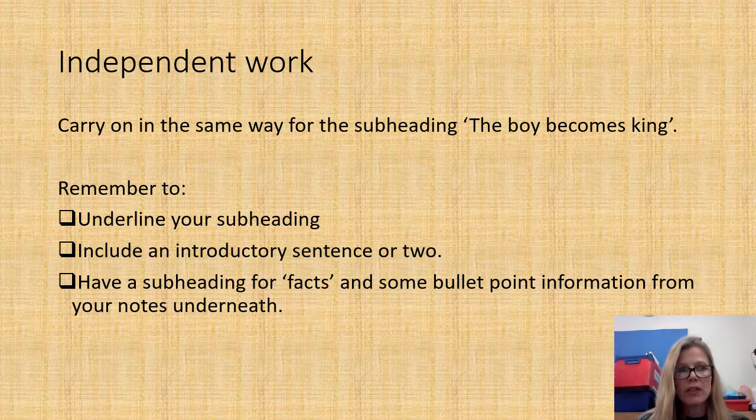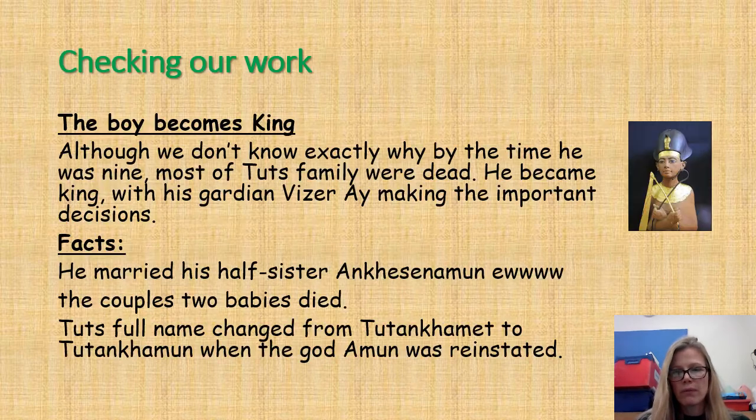So let's have a look at my version. Right, the boy becomes king. Right, so I've got my subheading. I'm getting my green pen out now. I've got my subheading and I have underlined it. Tick. Right, although we don't know exactly why, by the time he was 9, most of Tut's family were dead. There's a couple of things wrong with that sentence. I wonder if you can spot them.